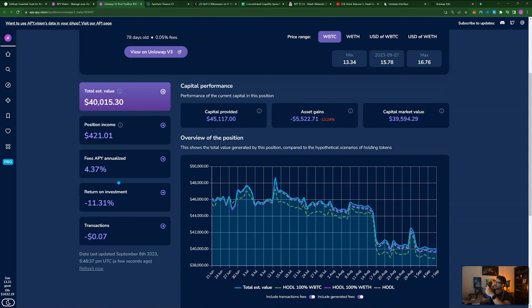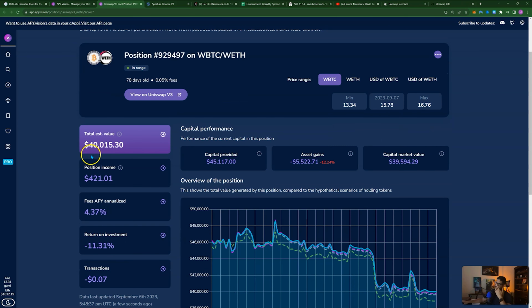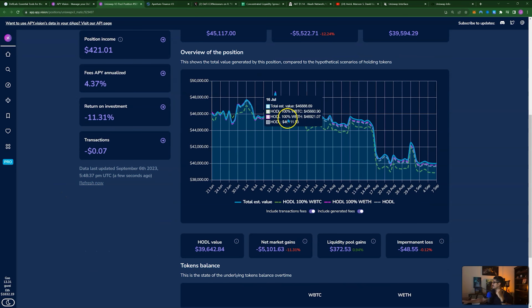You can see how much yield you're earning, where the position income is. So this is over the course of 78 days, earned $421 worth of yield in a Bitcoin ETH pool, earning about 4.37% APR or APY. I'm in a pretty wide pool on this because I don't want to manage it too much. And it shows you the performance over time.